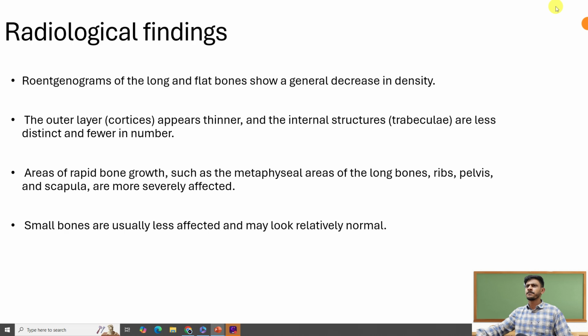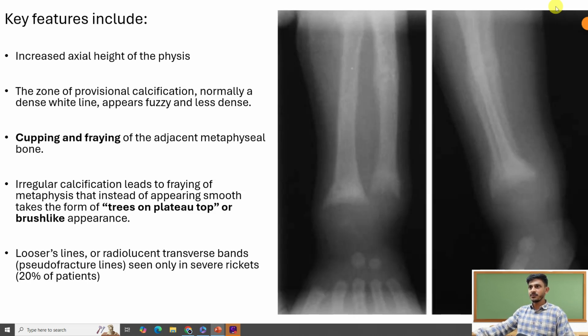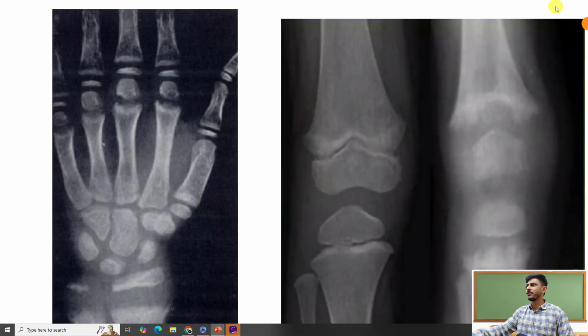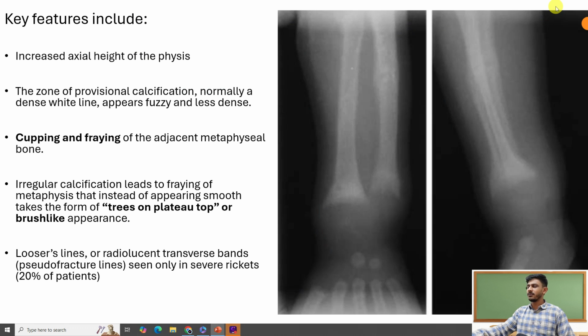This is a very important slide here. There should be a dense white zone here called the zone of provisional calcification, but in rickets, it appears less dense and fuzzy. By fuzzy, it means the margin is irregular. There's cupping. This is cupping. You can see there's nice cupping of the metaphysis because of the pressure from the growth plate. Fraying means it goes outward. So instead of the growth plate being flat, it frays outwards. So you can see the margin of the growth plate is not regular or flat. It's irregular like a paintbrush, also called trees on plateau top appearance.